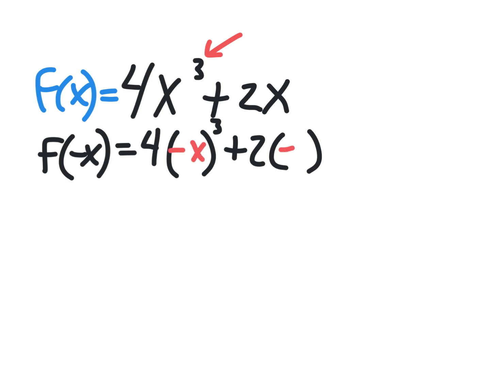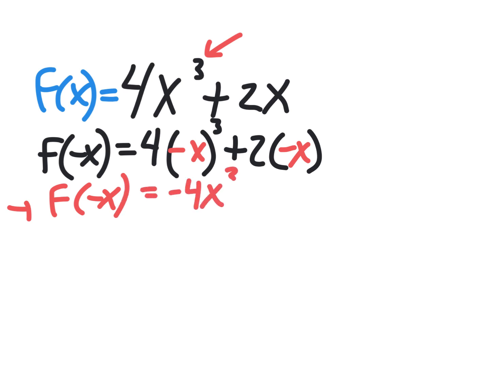Correct. So that's step one. You just stick in a -x. Dominic, this line right here is just simplifying everything. Can you tell me what it simplifies to? -4x to the third. The negative stayed. Minus 2x. The negative stayed again.